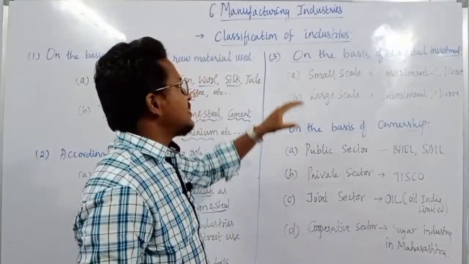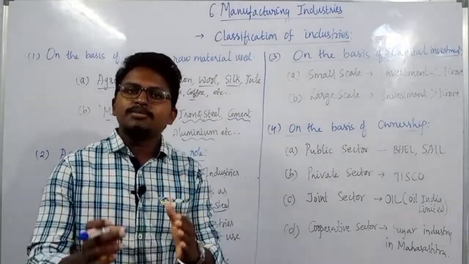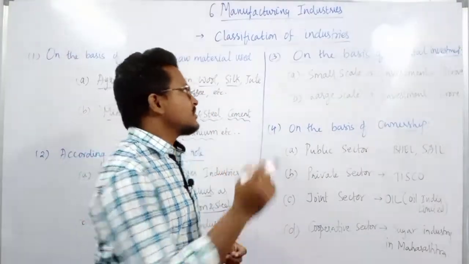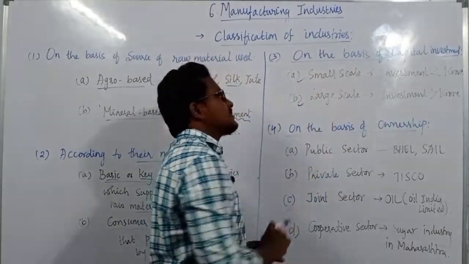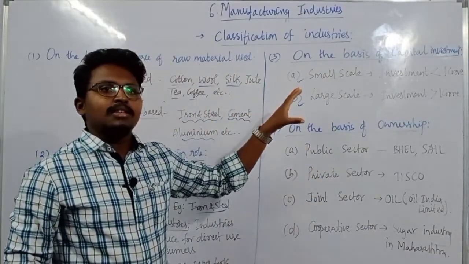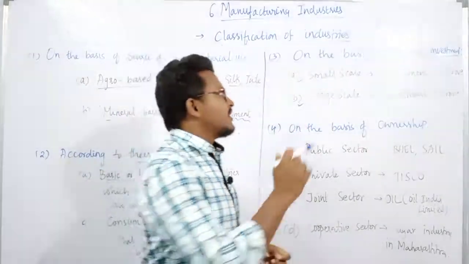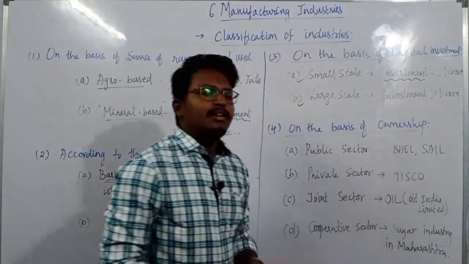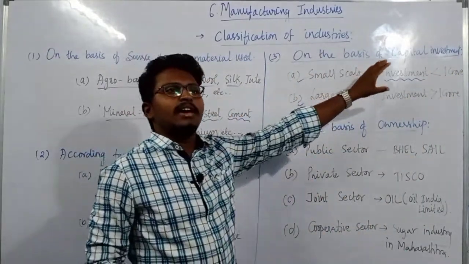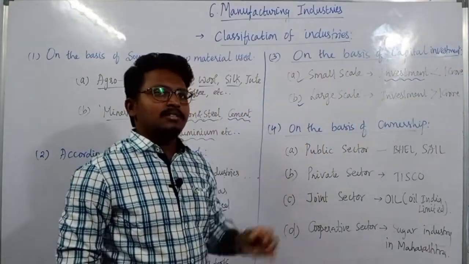Then the next one is classification on the basis of capital investment. That means how much money they are able to invest. On the basis of this capital investment, there are two types. One is small scale and the other is large scale. Small scale industries are those where the investment is less than 1 crore, and if they are investing more than 1 crore, we call them large scale industries.